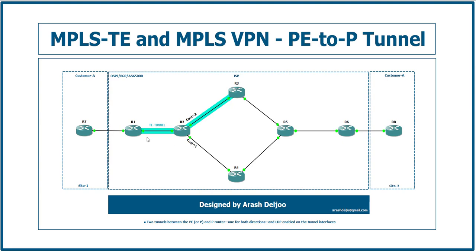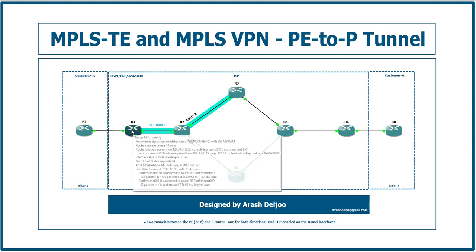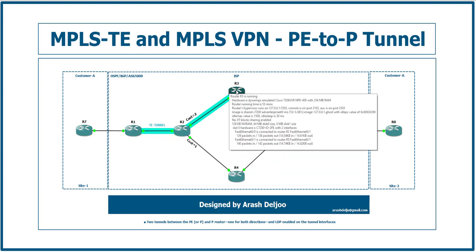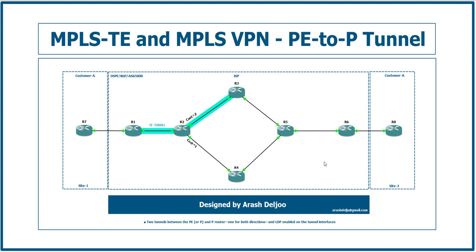Because of that, the traffic is only sent through this path, and here we have a path without any traffic. I'm going to configure a TE tunnel for sending the traffic through this path to router 3, and after that from router 3 we can forward the traffic to the destination.